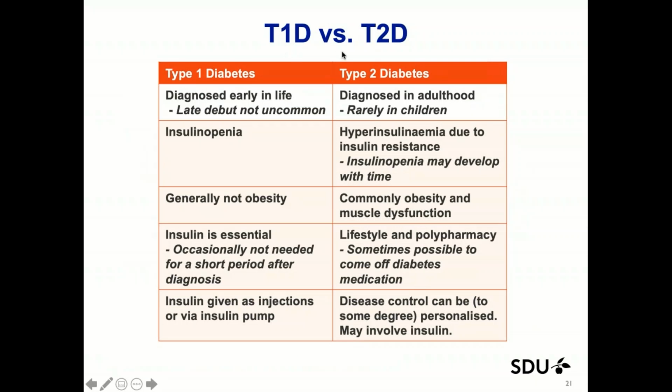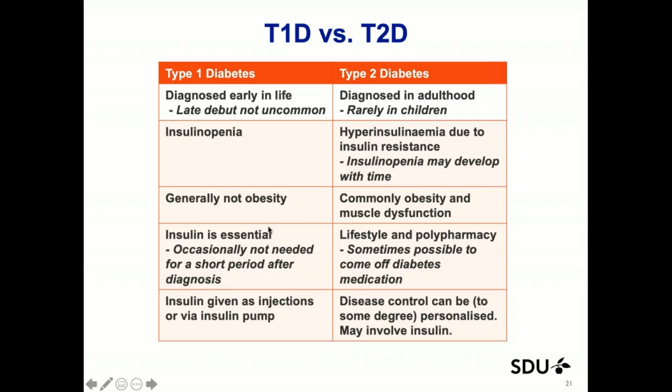So now I want to summarize some of the comparison, the differences between the two diseases. Type 1 diabetes is diagnosed early in life, and you can see late debut, but that late debut is not uncommon. Whereas type 2 diabetes is diagnosed in adulthood and rarely in children. And you clearly see insulinopenia in type 1 diabetes. In type 2 diabetes, we clearly see hyperinsulinemia due to the insulin resistance. And later in the disease progression, insulinopenia may develop with time.